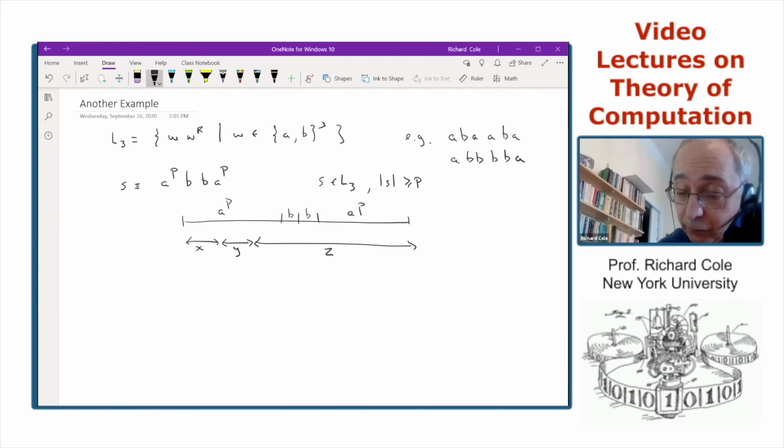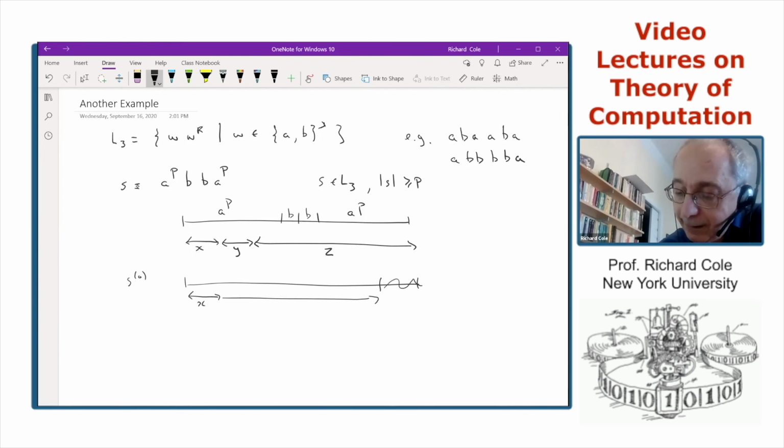So now let me look at the string S0, which I get by removing the Y. I have X followed by Z. So what is this? It's going to be length of X A's, then length P minus the length of X minus the length of Y A's, BB followed by P A's. Okay, and by the pumping lemma, this is in my language L3.